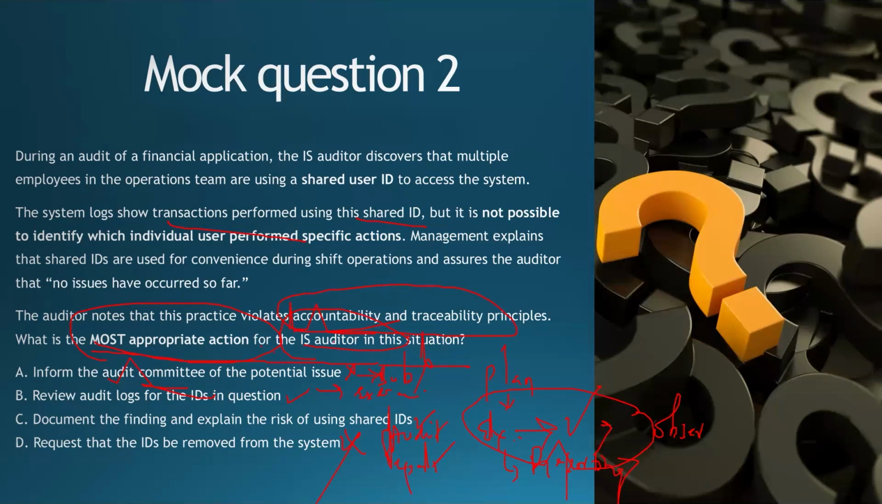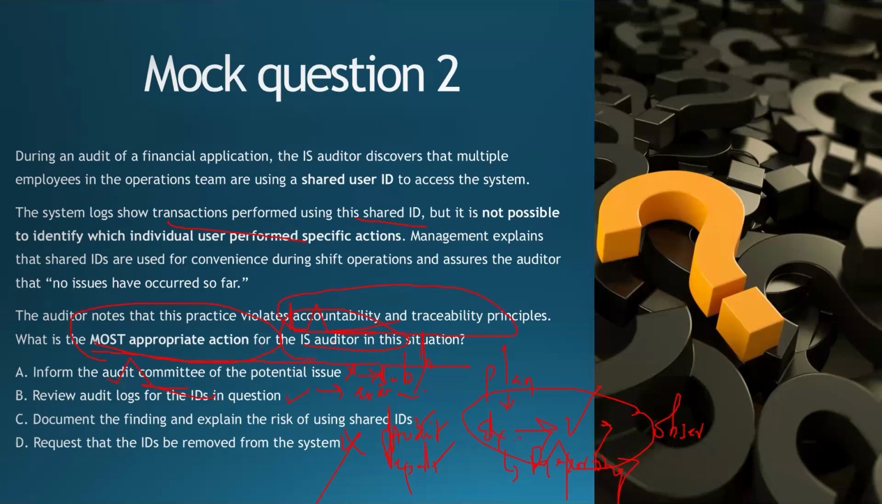So planning has already been done. It is executed. We have found the issue. Now we are at the reporting stage, right? That's the reason C is the right answer here. Review the IDs in question and document the same. Document the finding and explain the risk of a shared ID. That is the primary role of an auditor. So like this, you need to read the question, identify the stage and the keyword, and keep eliminating to find the right answer with the justification.